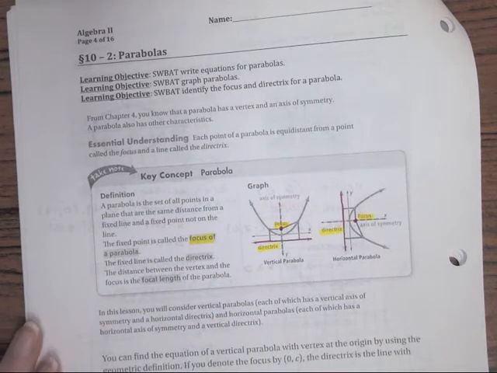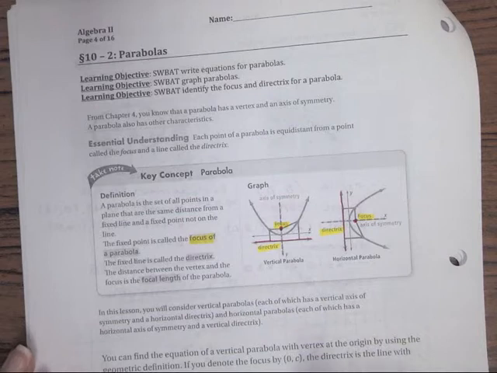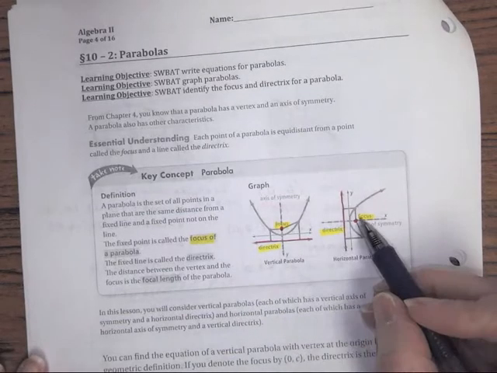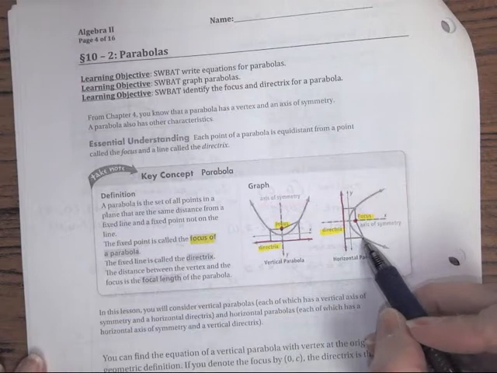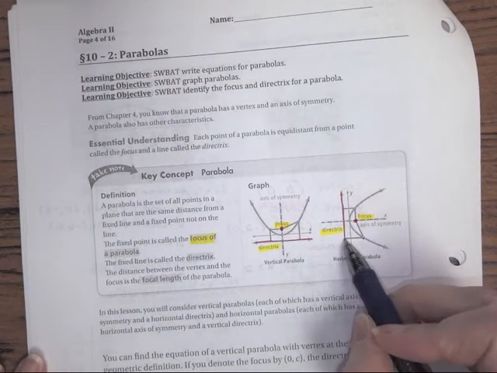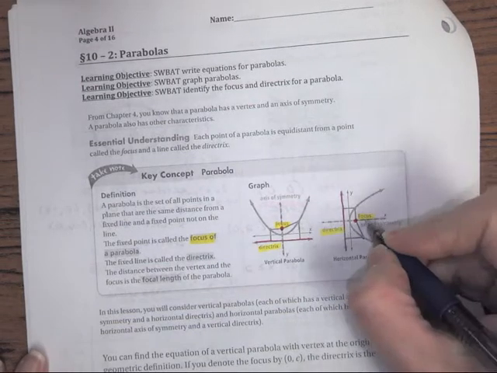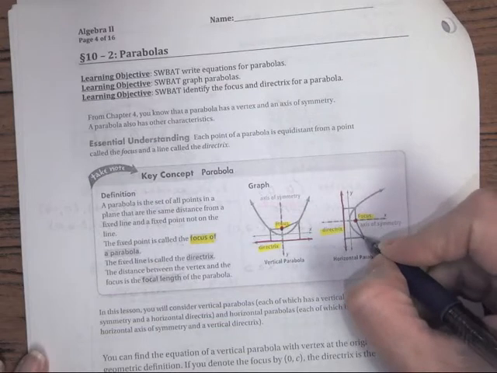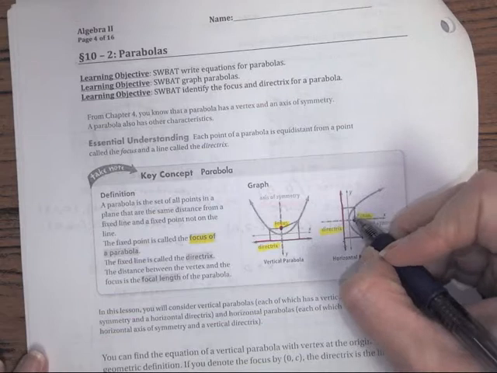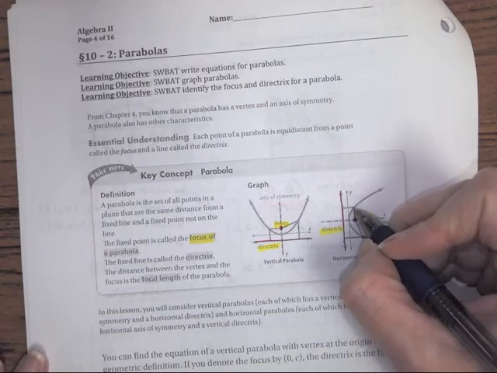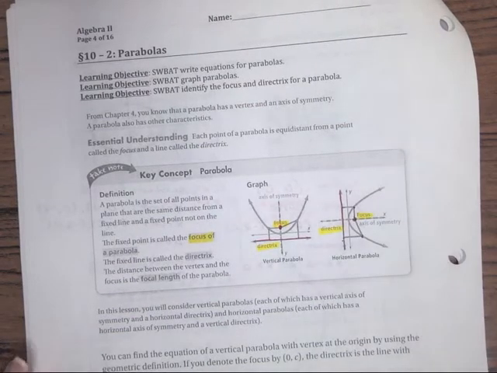But what you do notice is that the distance from the focus to the parabola, and then perpendicularly speaking to the directrix, this distance from here to here is the same as the distance from here to here. And this is a different point. This distance is the same as this distance here. All right, so this focus is an important characteristic of a parabola.